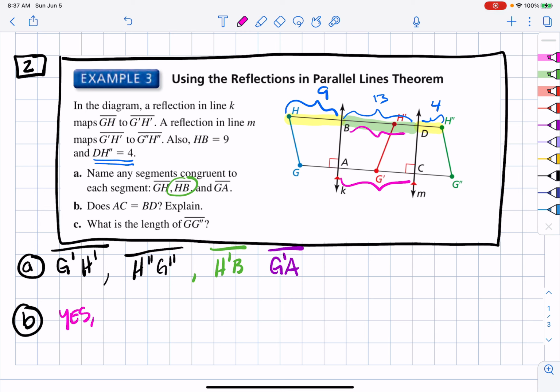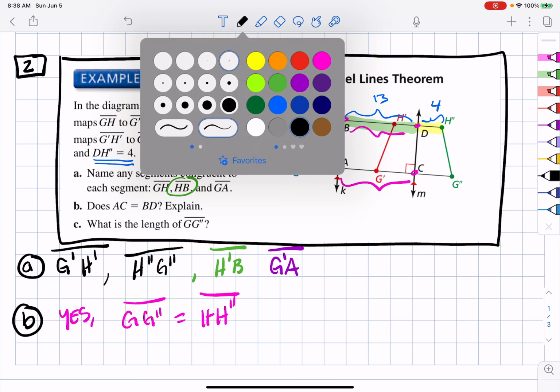And the answer is yes, because we know that G to G double prime is equal to H to H double prime. So, therefore, we also know that the distance between here and here, between two parallel lines from our last unit, is going to be preserved the same. So, therefore, we can say that this is basically a rectangle, and from A to C, which is the lower one, is going to be the lower half of the rectangle, and from B to D is going to be the upper half of the rectangle. So the answer is yes, we can definitely say that.